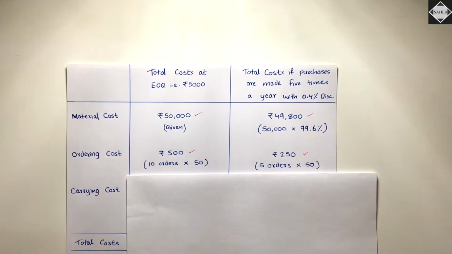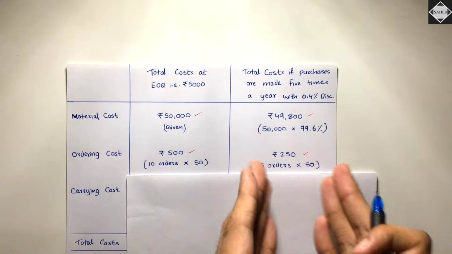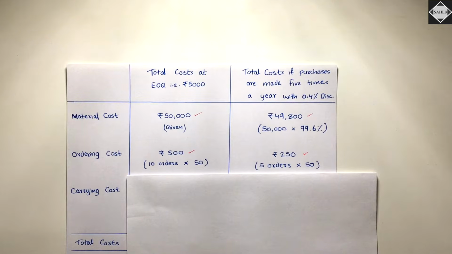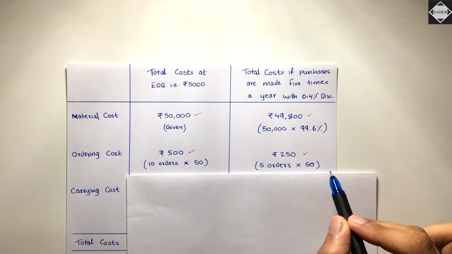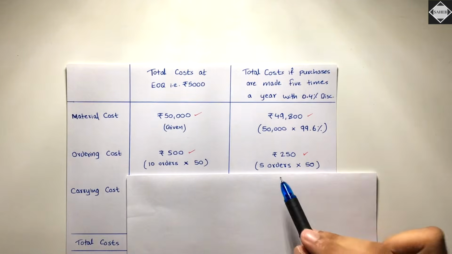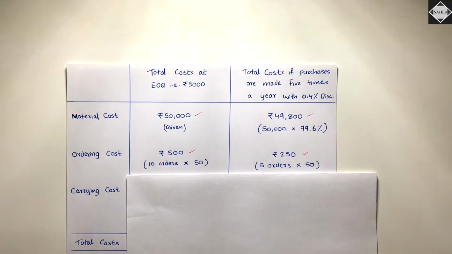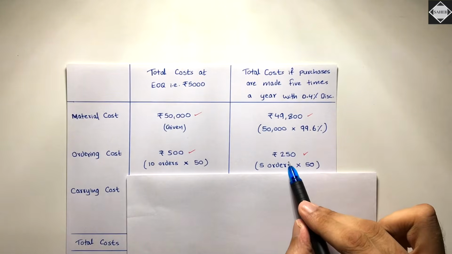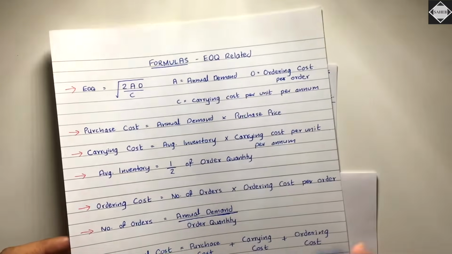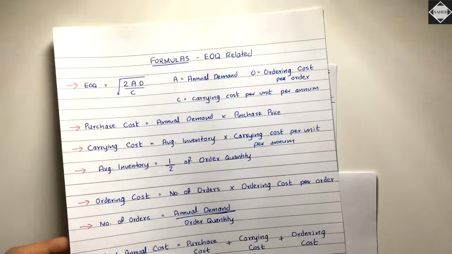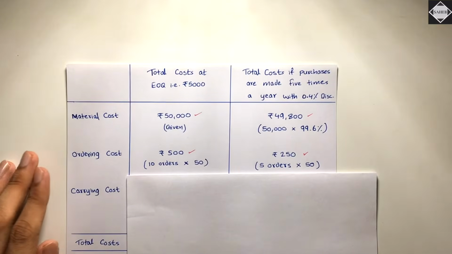Simple, easy. Now let's come to the ordering cost under the discount policy. In the discount policy, what's happening? The discount offer is only that the supplier has said you have to make 5 orders, only 5 orders. So 5 orders into 50, simple and straightforward, right? 5 orders into 50 is 250 rupees. This will be your ordering cost. What's the ordering cost formula? Number of orders into ordering cost per order. Is it clear? Yeah.